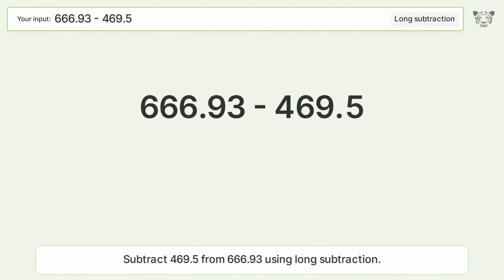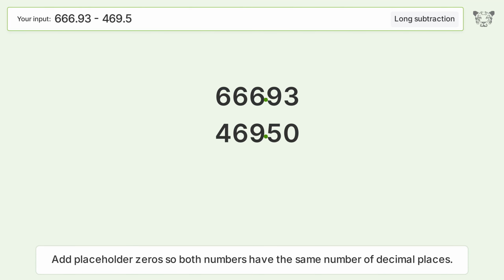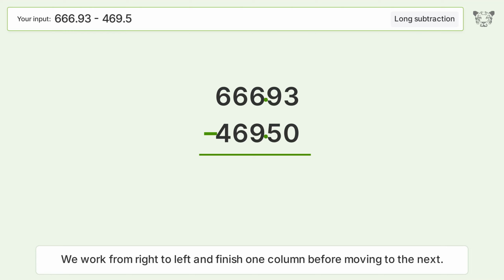Subtract 469.5 from 666.93 using long subtraction. Line up the decimal points in the same column. Add placeholder zeros so both numbers have the same number of decimal places. We work from right to left and finish one column before moving to the next.